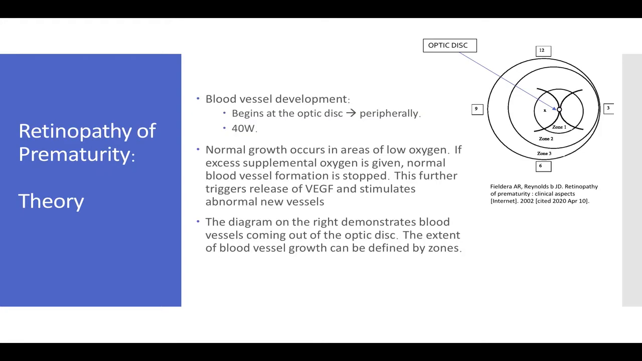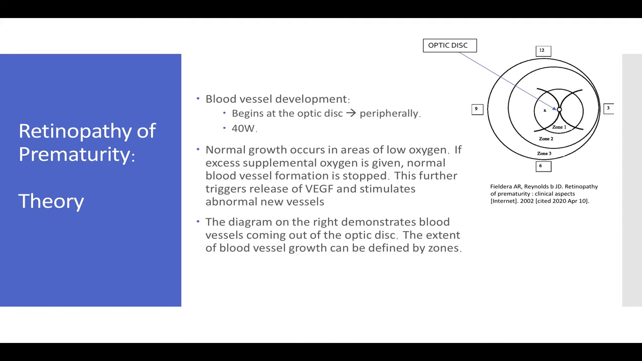The theory behind ROP. ROP is a condition that affects blood vessels at the junction of the vascularized and non-vascularized retina. This mainly affects premature infants that receive postpartum oxygen. Normally, blood vessel development begins at the optic disc and spreads out peripherally until around 40 weeks. However, in premature babies, this development is incomplete, resulting in abnormal vessel growth, membrane formation, and retinal detachment.